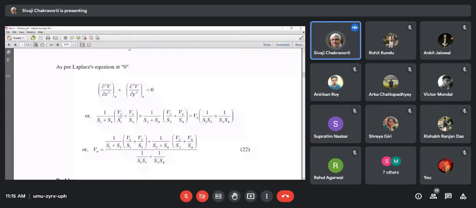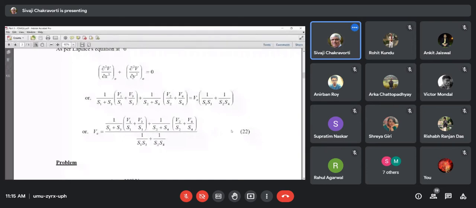Now this is a very interesting equation. Why? Because if you see here, this equation involves potentials, node potentials, and S1, S2, etc., which are dimensionless quantities. So therefore it's a scalar equation. And also it's what is called a linear equation. So even in this case, ultimately we have arrived at a linear equation involving scalar quantities only. That is always the target approach of this FDM.